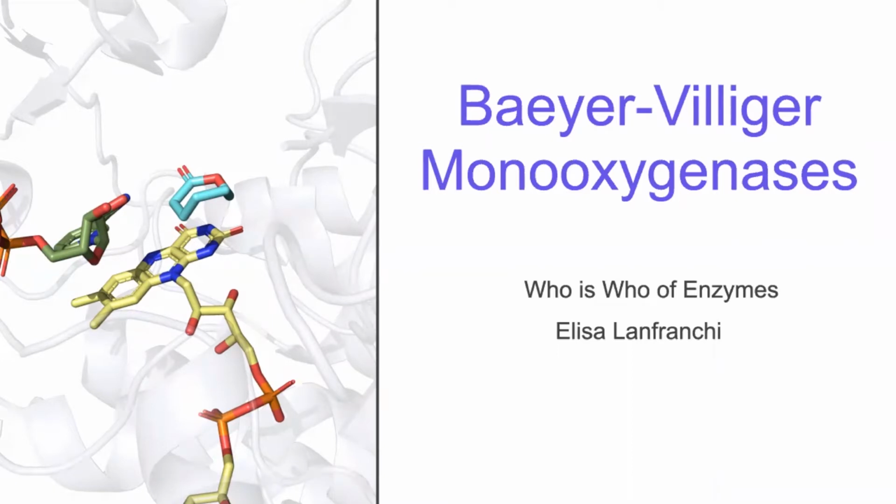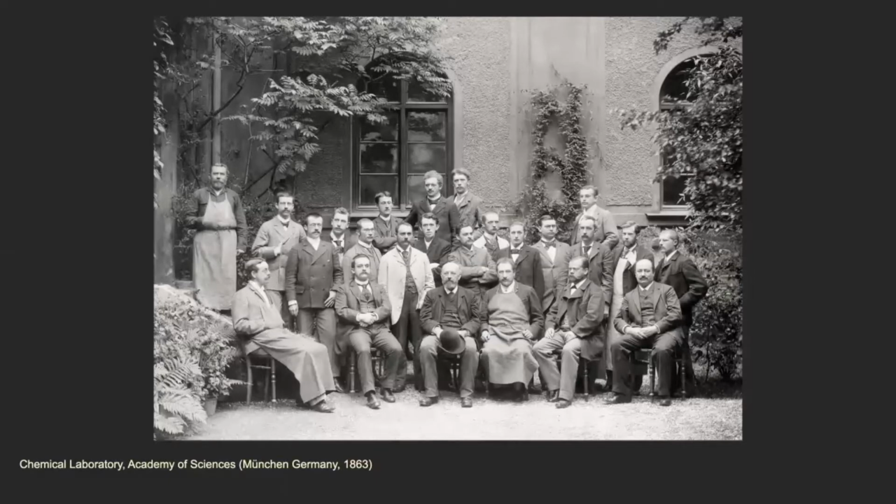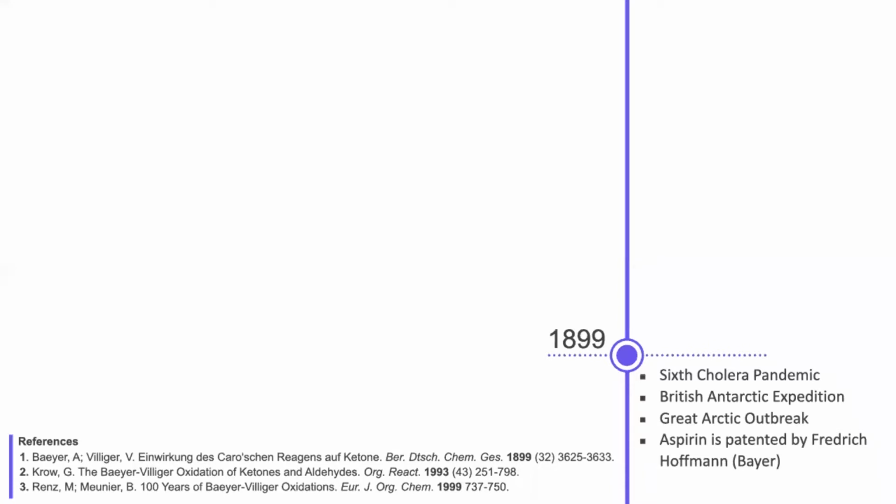But before going into science, I want to jump to the 19th century, where group pictures were already a thing. This was taken in Germany in 1863, and among many prominent chemists that you can see in this image, there are also Adolf von Baeyer and Victor Villiger, and as you can understand, the name of this enzyme comes from them.